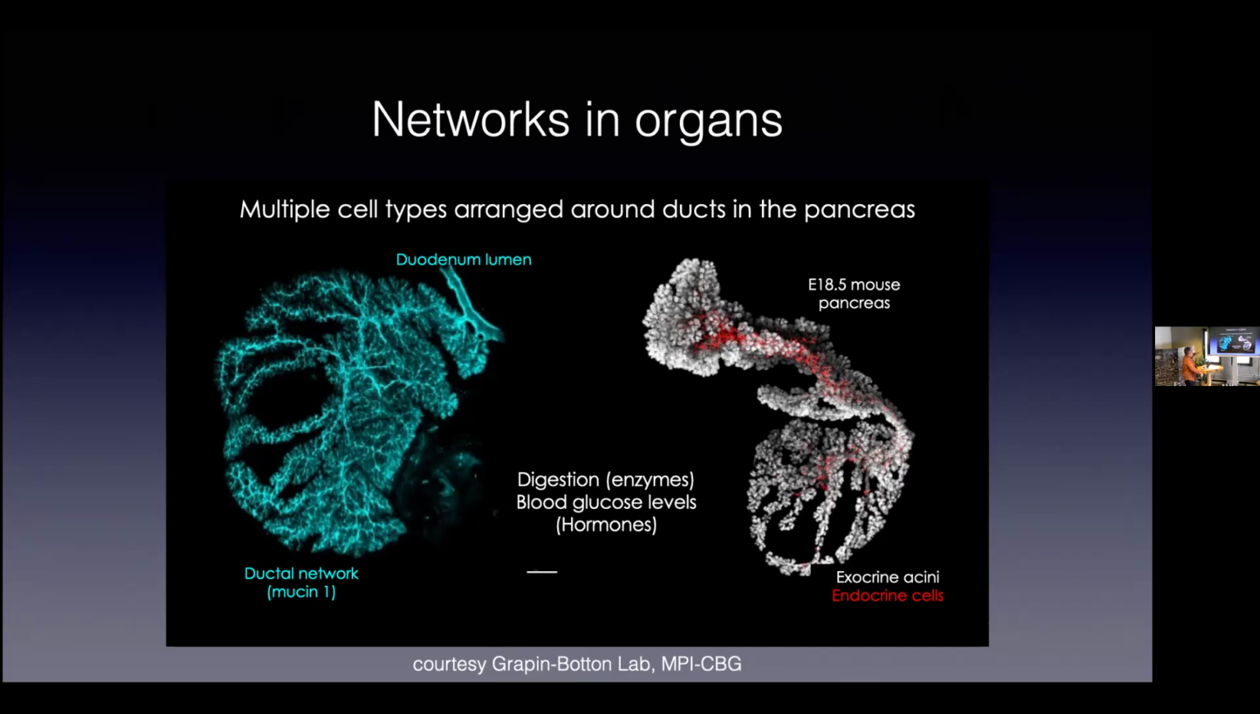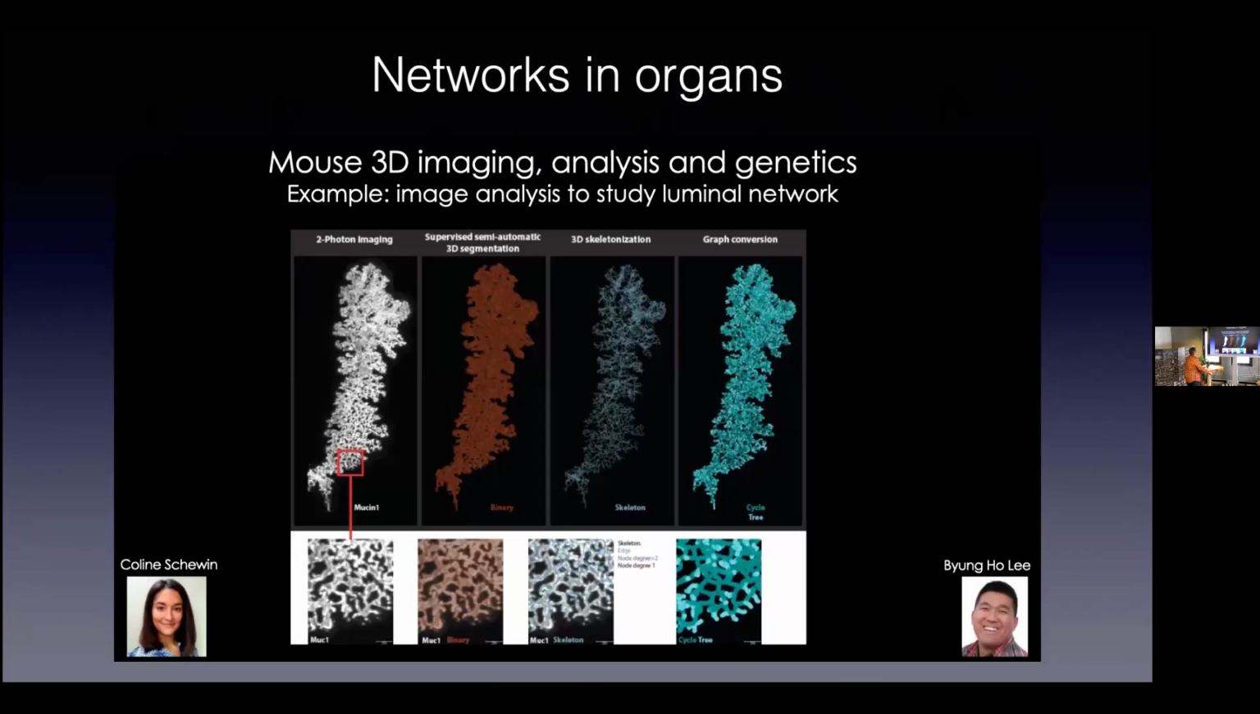And you have many different cell types arranged around the duct. So you have these acini, exocrine and endocrine acini, that do the secretion. You also have different cells lining the different ductal regions. And so just to give an idea of what the data is like at the different stages, this is work done by Colleen and Young Ho in Tom's lab in Dresden.